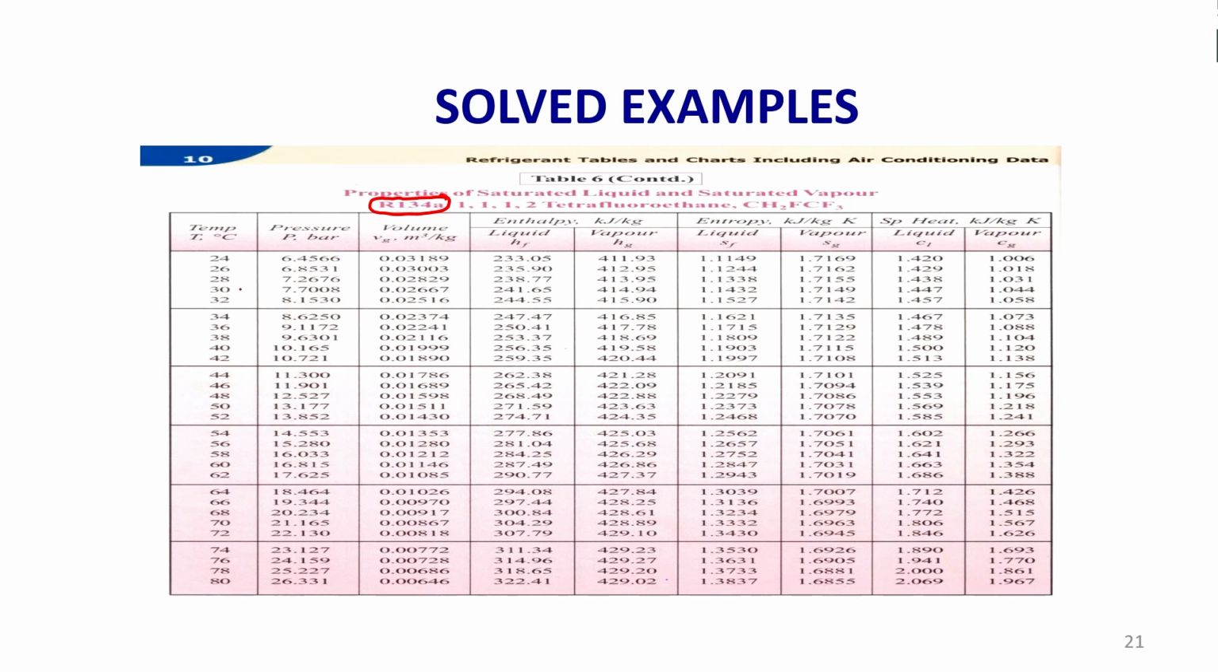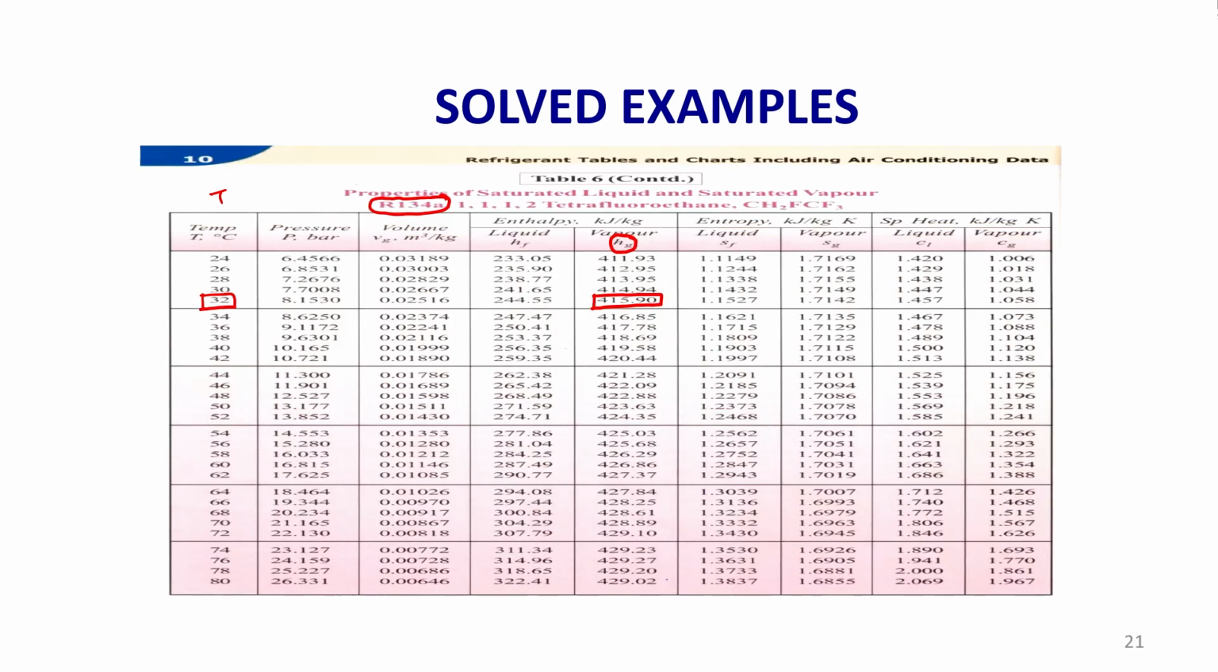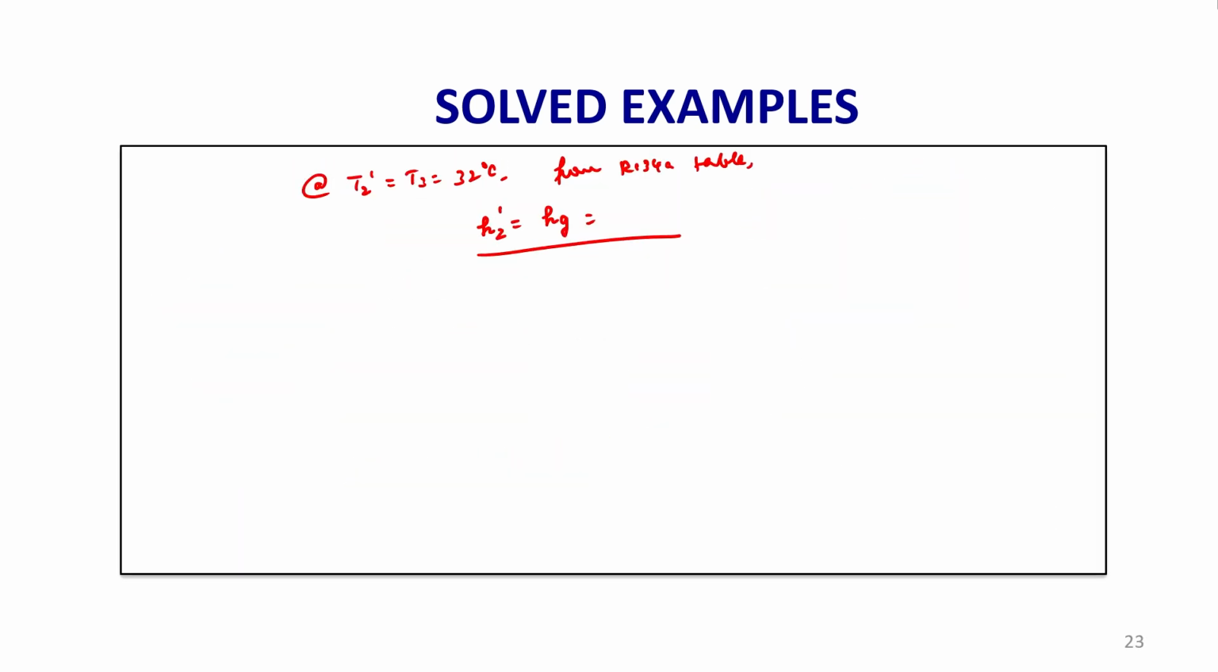This is temperature. So corresponding to 32 is here, this is 32, and this is Hg. I am going to take the enthalpy value, which is equal to 415.9. So that is what I have written here, 415.9. But I want the value at H2, not H2 dash. For which I am using the H2 dash enthalpy also. So, kilojoule per kg.